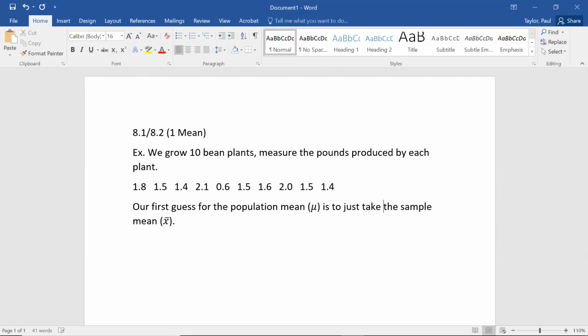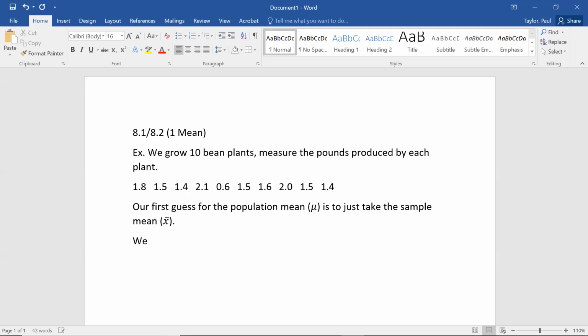To just take the sample mean, we can add up those 10 numbers and divide by 10 and see what we get. I haven't done that ahead of time. I'm going to have Minitab do all of this in a second.